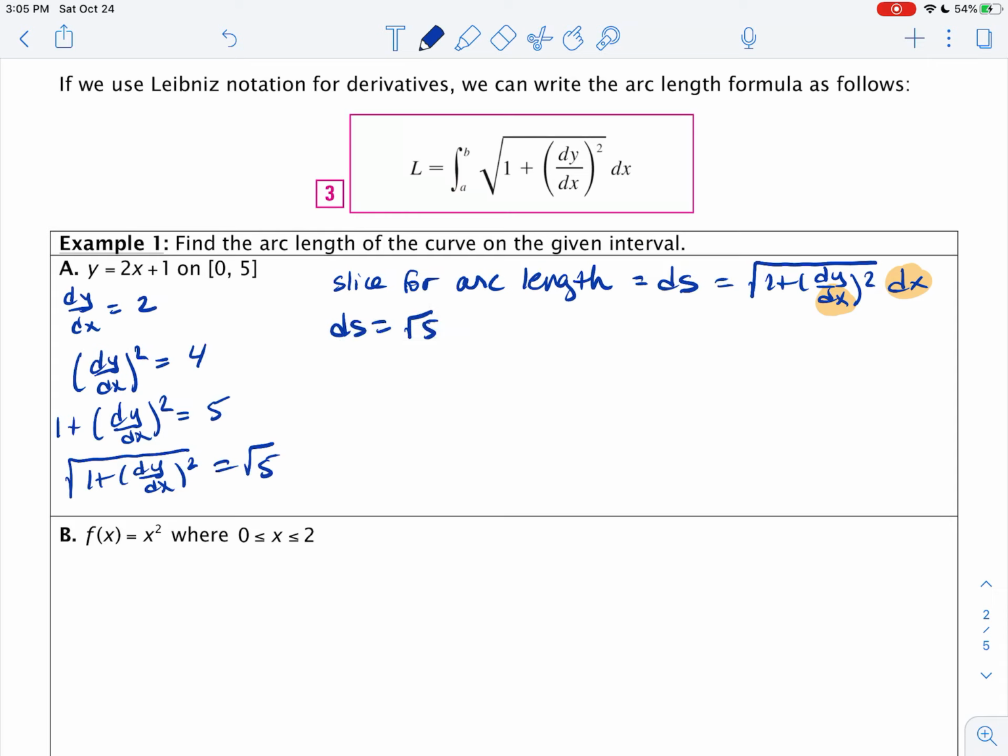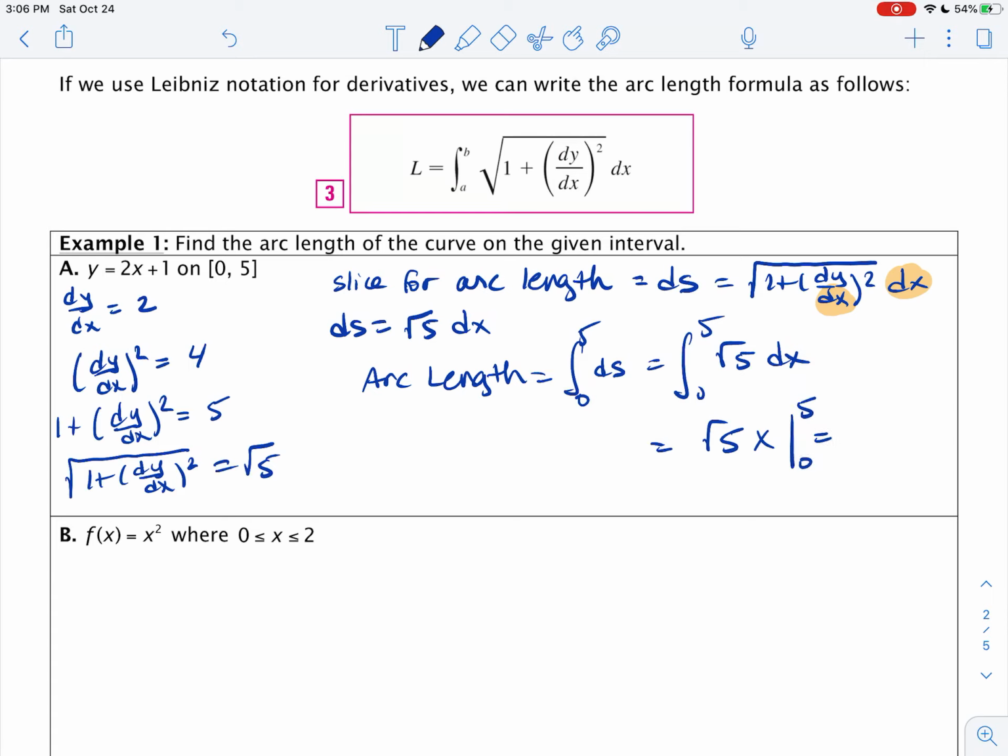So our ds here is going to be equal to the square root of 5 dx, and now our arc length is going to be the integral of the ds from 0 to 5, because that's our range of values. That's going to be the integral from 0 to 5 of the square root of 5 dx, and we know that the integral of square root of 5 is square root of 5 times x, and we're going to go from 0 to 5. Our f of 5 minus f of 0 is going to be 5 root 5 minus 0 times root 5, and that's just going to be 5 root 5.